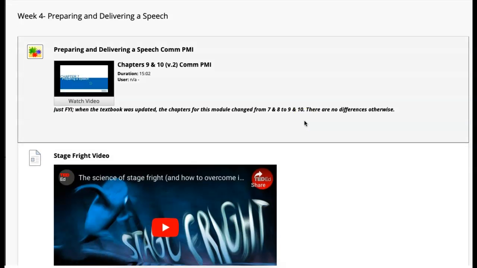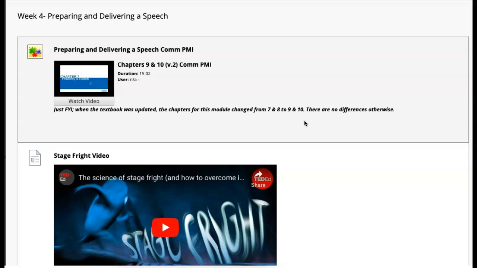You also have preparing and delivering a speech. This is, of course, an outline of the textbook, chapters 9 and 10. I just want to prepare you as an FYI. Version 1 of the textbook had this listed as chapters 7 and 8. Version 2 is 9 and 10. It's the same exact PowerPoint between the two. You're just going to see in the video it says 7 and 8, but don't worry about that because it is chapters 9 and 10. It's the same thing. They just moved the chapters when they changed the versions.